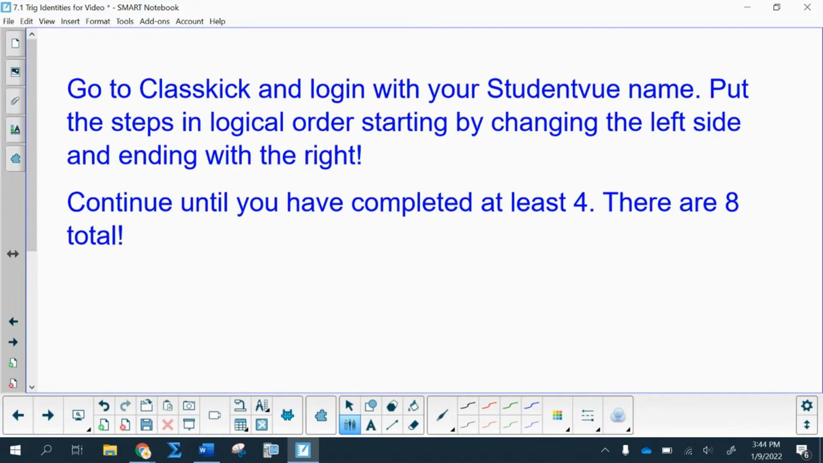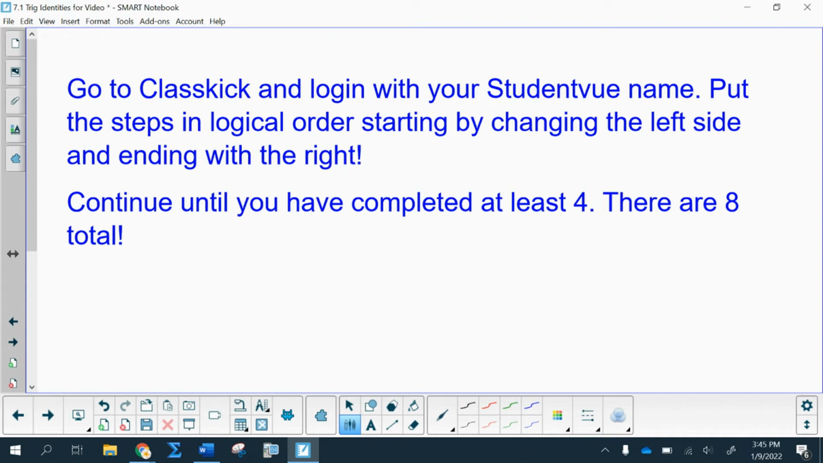All right, so what you're going to do now is go back to Google Classroom, and linked on Google Classroom is a ClassKick activity, which it's probably been a while since you've done a ClassKick activity. What you do with this is you click on the link, use your student view name to log on. It will give you directions on how to go about reordering. So you're basically going to be doing a drag and drop activity where you're going to try and put the correct steps that are given to you in the correct order.